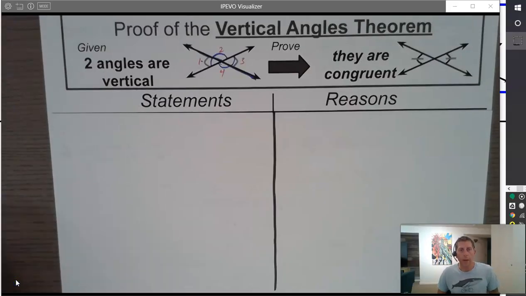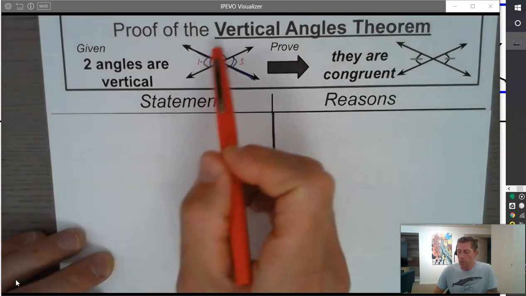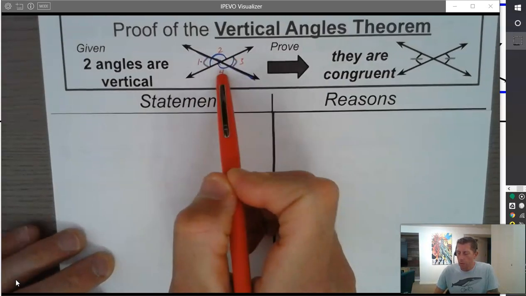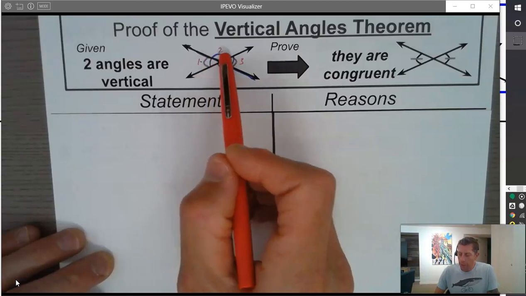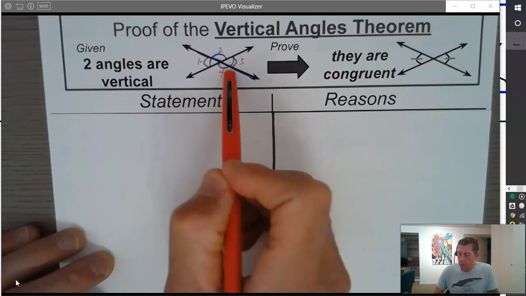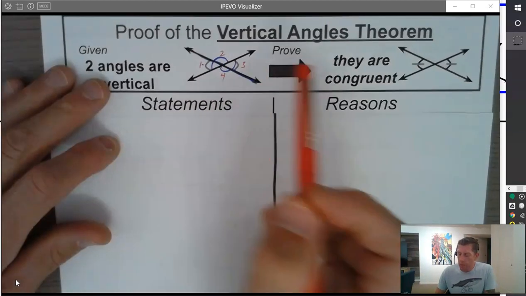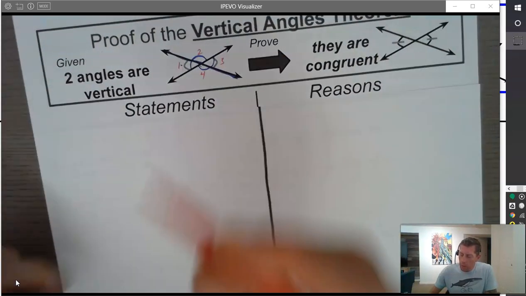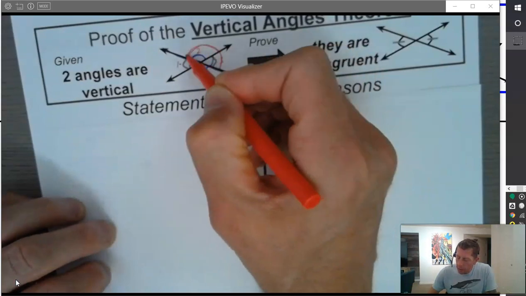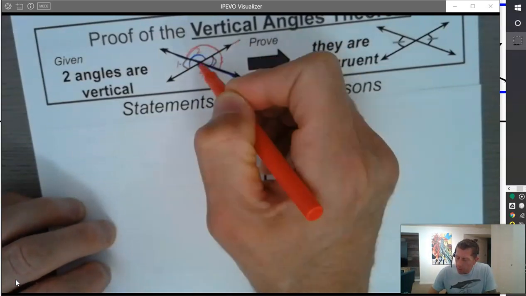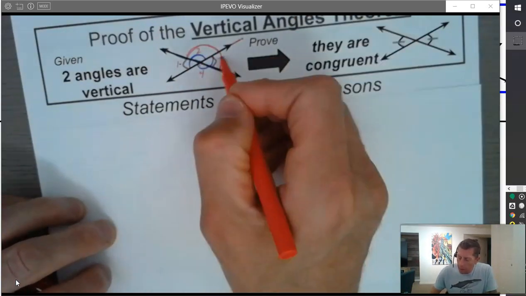Okay, so we're back at the document camera, and now let's prove the vertical angles theorem. So first off, I'm going to go ahead and label angles 1, 2, 3, and 4. And we know that this is a linear pair here because they share a similar ray. This is a linear pair here because they share a similar ray. We also know that angles 2 and 3 are a linear pair because they share this ray here. So we got a lot going on here.